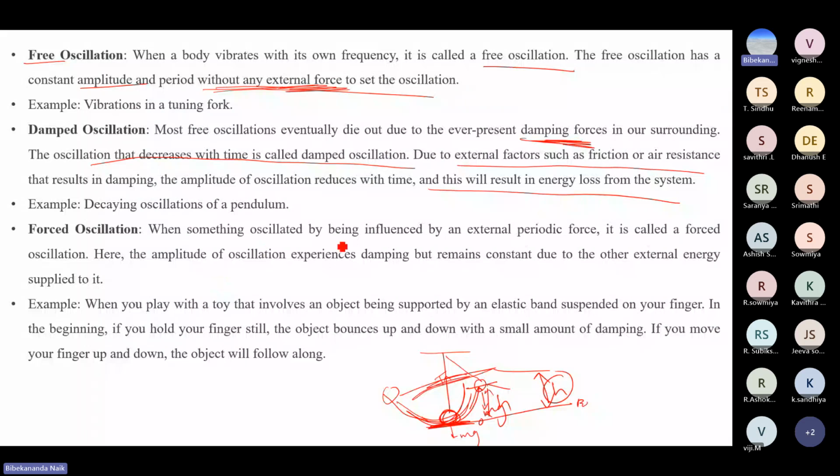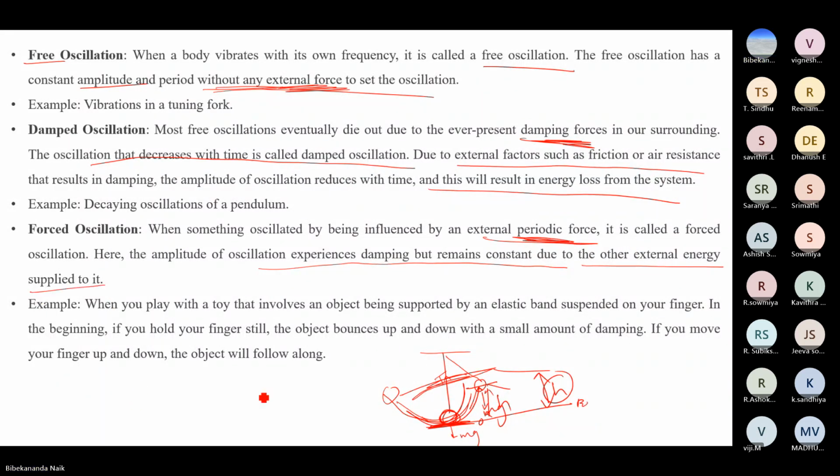But in case of forced oscillation, something oscillates by being influenced by an external periodic force. So if you apply some periodic force to that oscillation, then for that particular oscillation, the amplitude will be increasing or decreasing. It will depend upon the external periodic force. So this is called forced oscillation. Also, we can say that damped oscillation may be a special case of forced oscillation. Here, the amplitude of oscillation experiences damping but remains constant due to other external energy supplied to it.